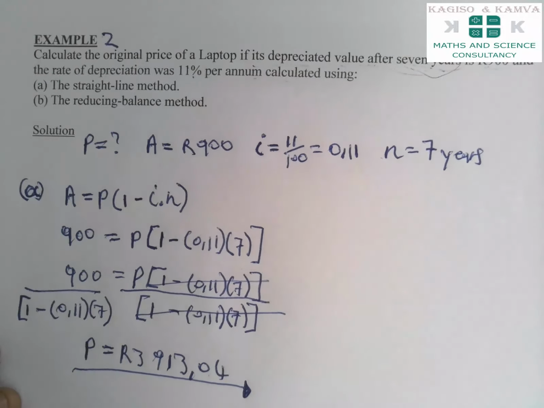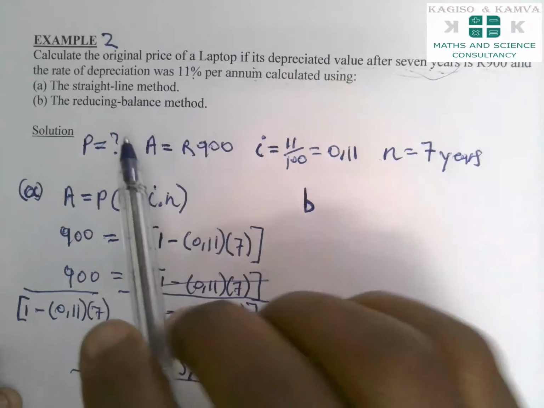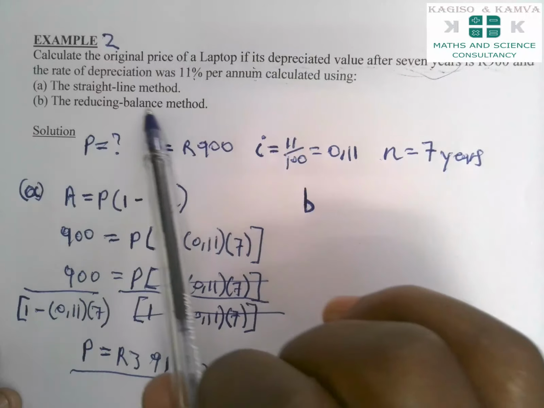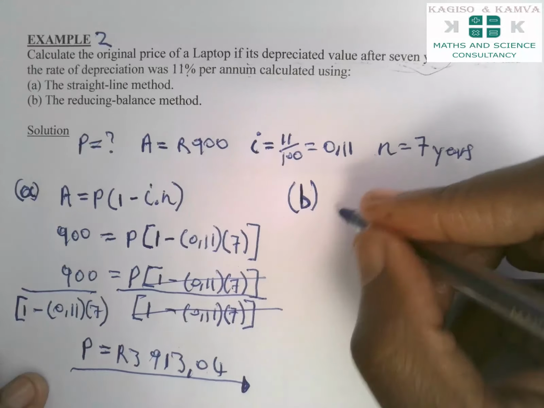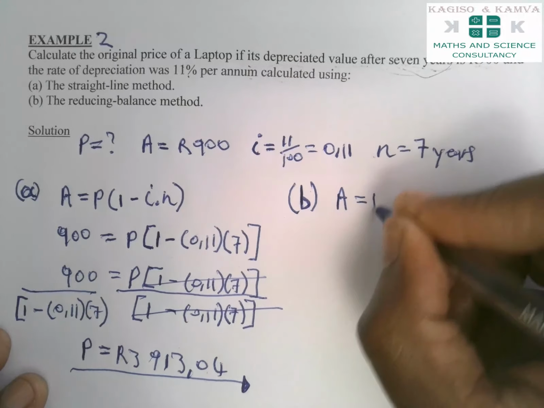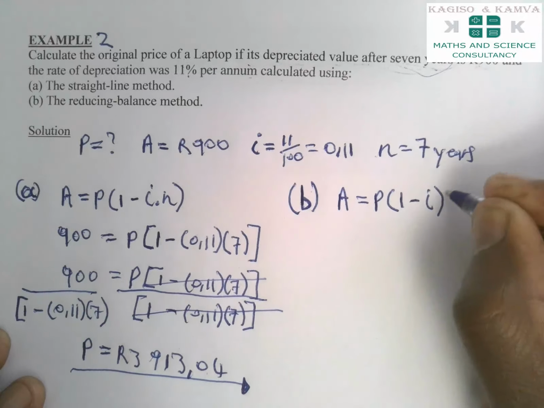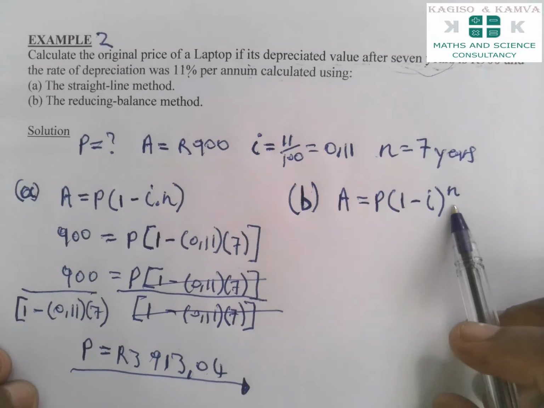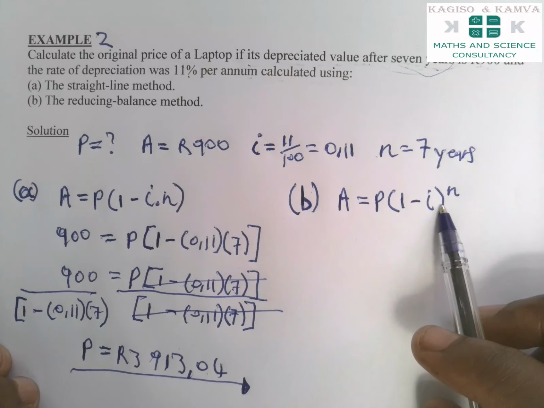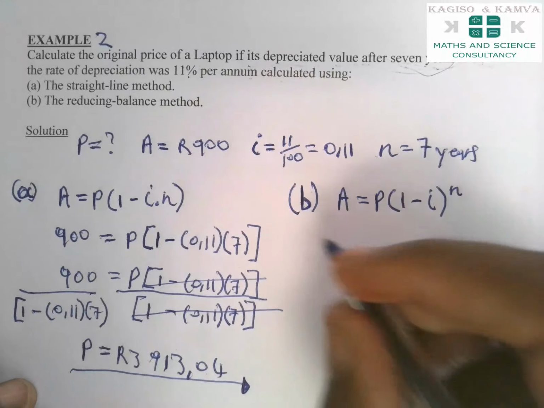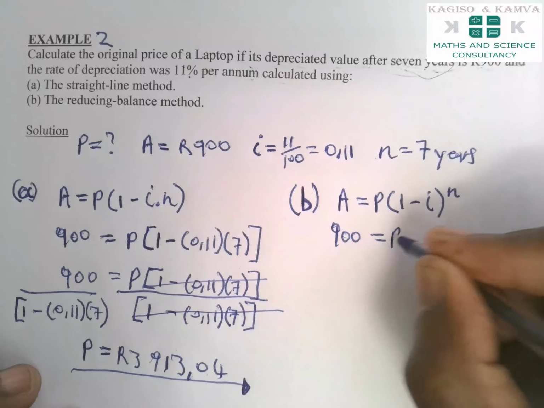Let us do for B. For B they say, okay, now let us do for the reducing balance method. For the reducing balance method, you know that A is equal to P into 1 minus i, to the exponent n. That's what we have there. Now we know that the book value of the laptop is 900. We are looking for P.